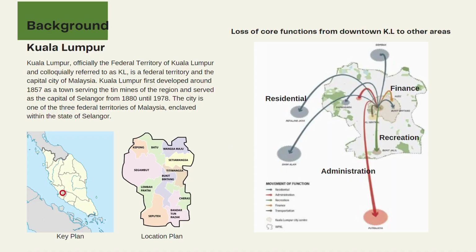A little background, KL is officially a federal territory of Malaysia. It began as a tin mining town in the 1850s and is located within Selangor. In recent times, development of new centralities have caused the decline of the downtown KL area due to the loss of functions and identity to the surrounding area.